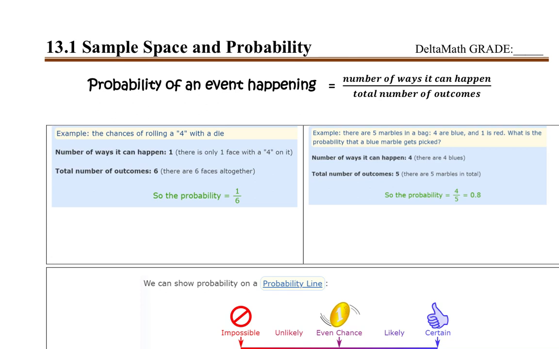Now we are moving on to Unit 13. So now we're going to talk about probability. This is something that you talked about a few years ago, so let's get deeper into it. Probability of an event happening.